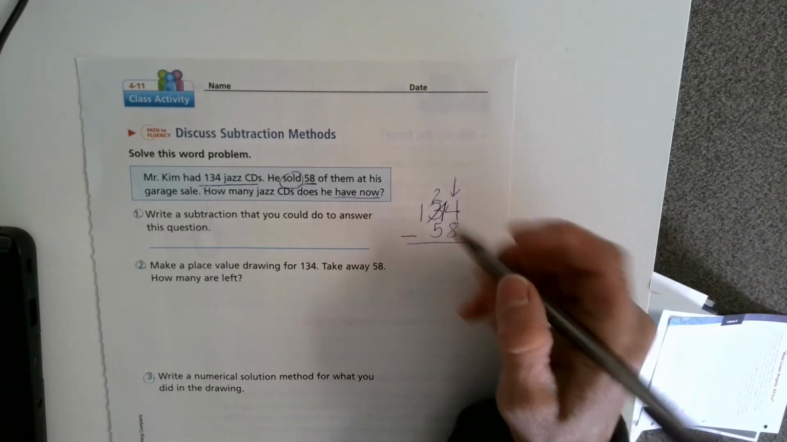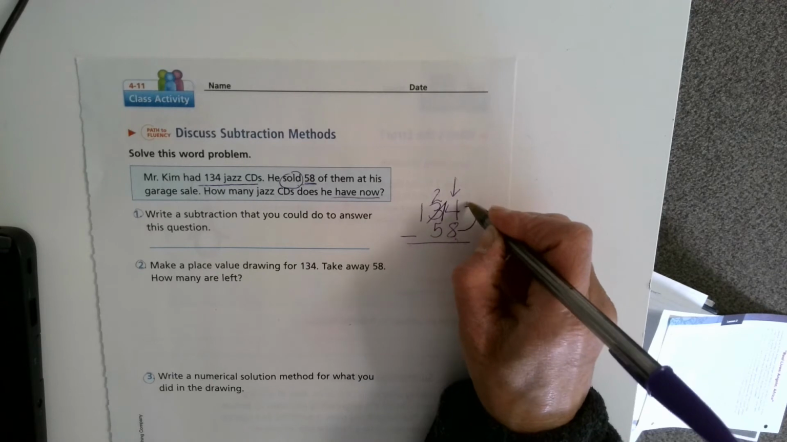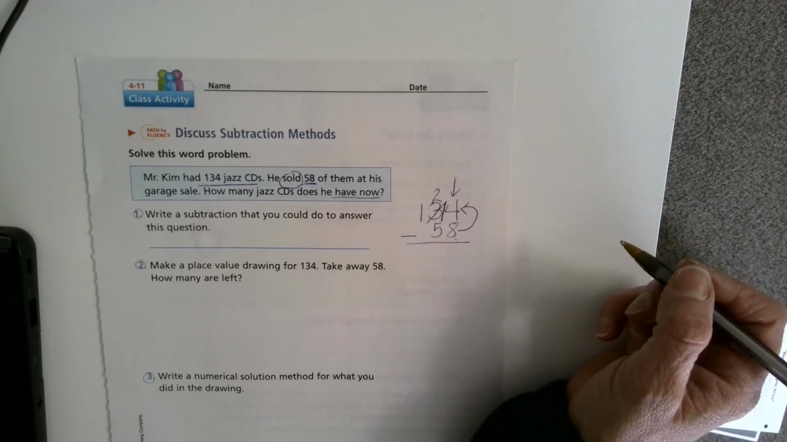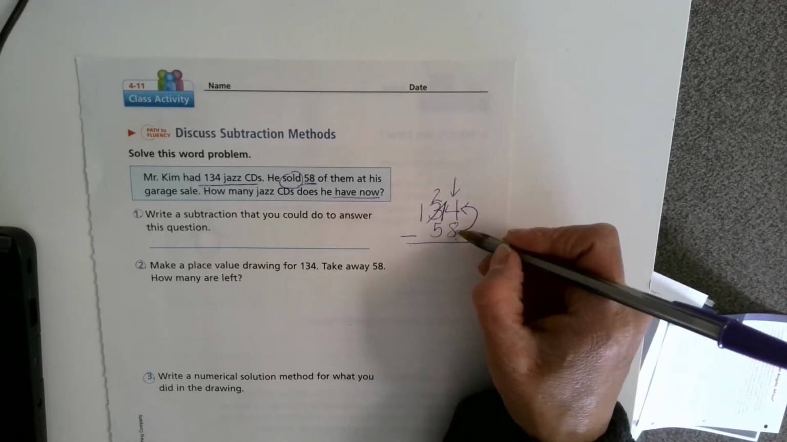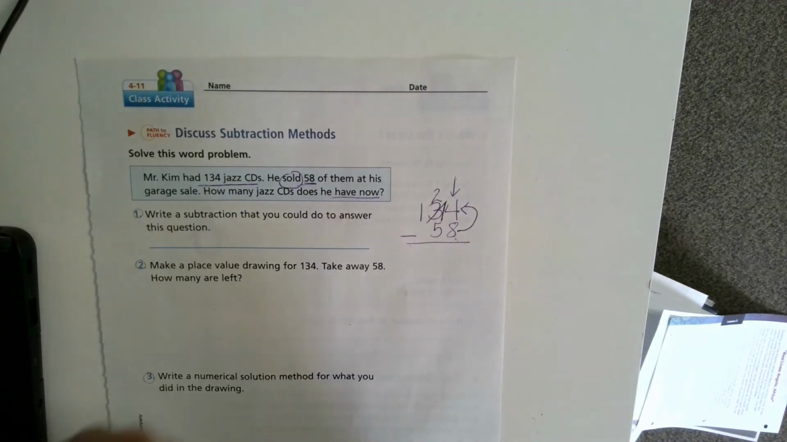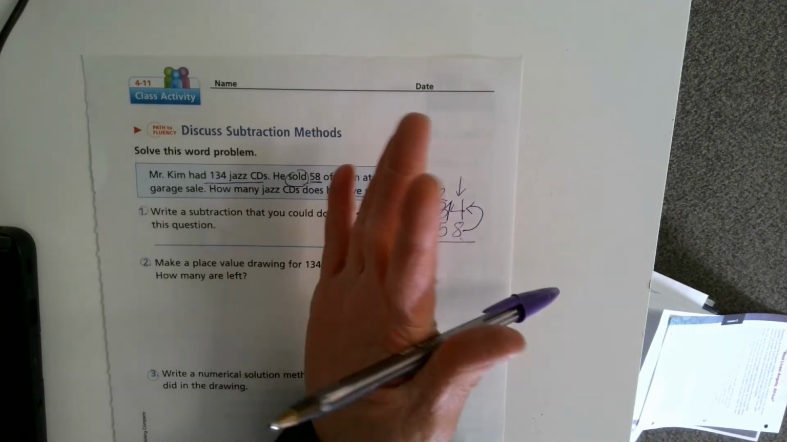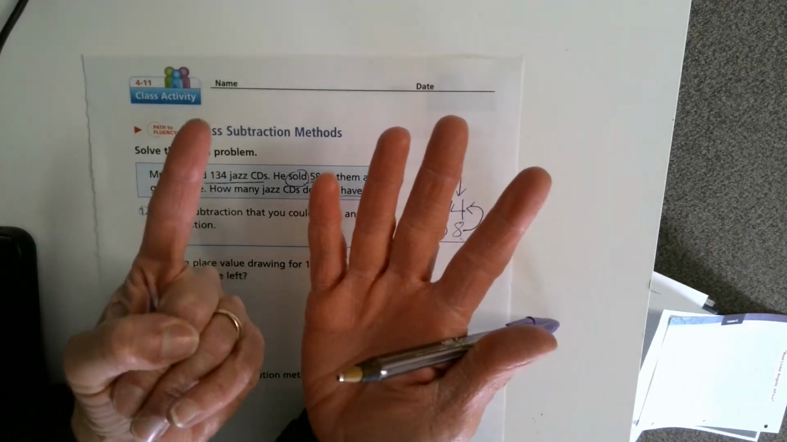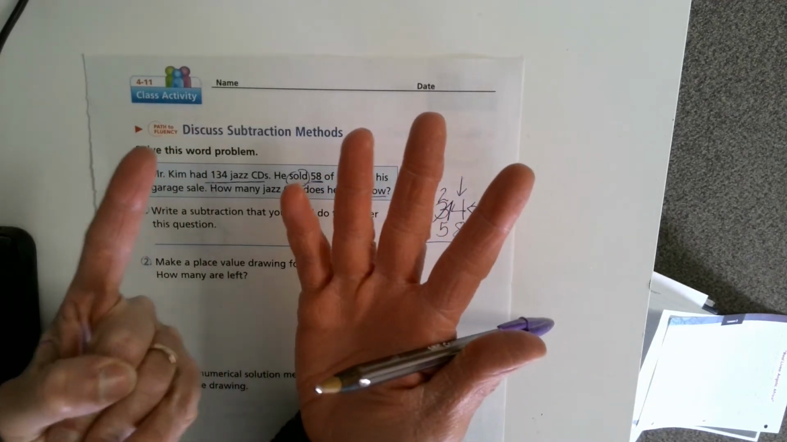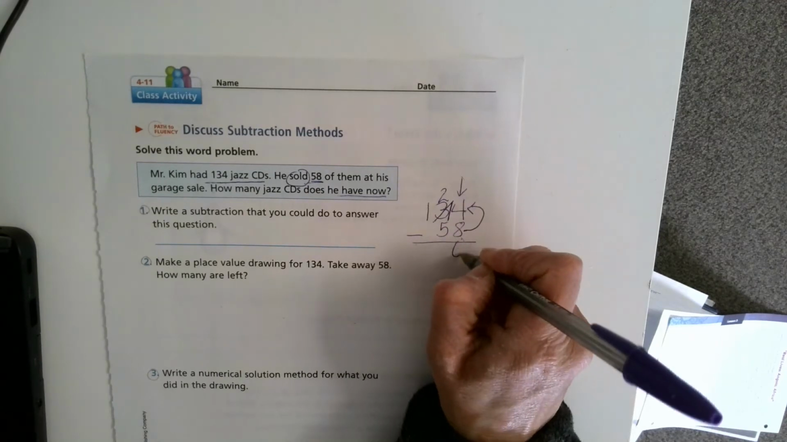14 minus 8. I can start with 8 and count up. Some of you like to count back. I like to count up. So I'm going to start with 8, 9, 10, 11, 12, 13, 14. So I know the answer is 6. I'm going to write 6 right here.